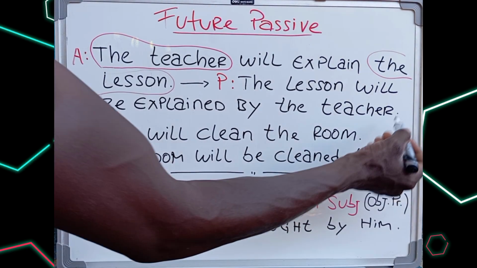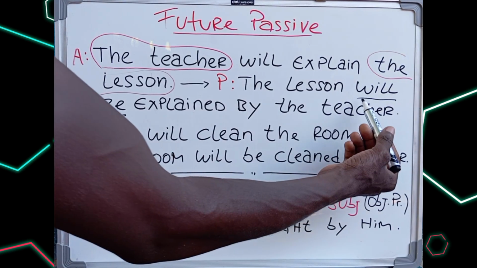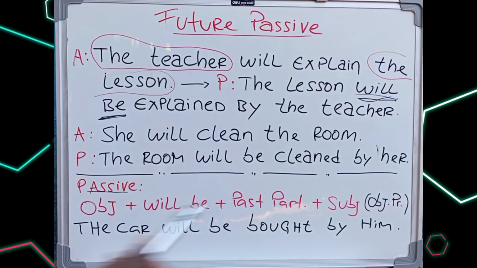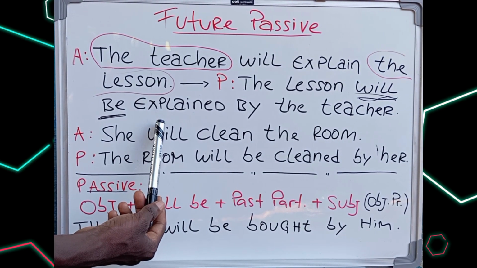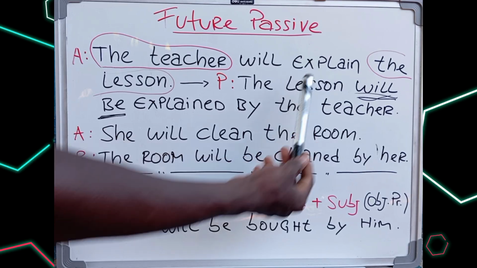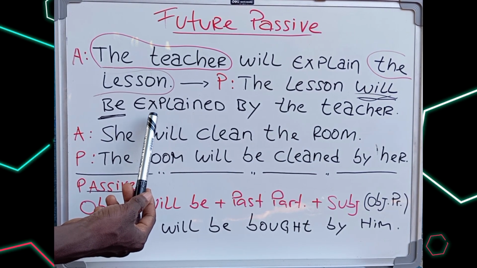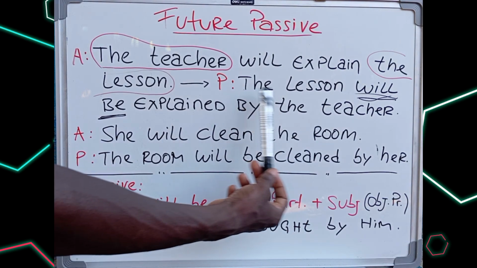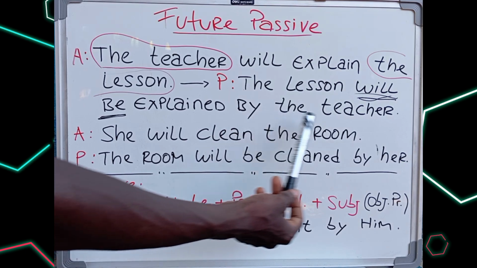The lesson will be. We always have this will be in our future passive. The lesson will be explained. And you can see the verb, the main verb here, explain. Here we have the past participle. We have the past participle explained by the teacher. The lesson will be explained by the teacher.